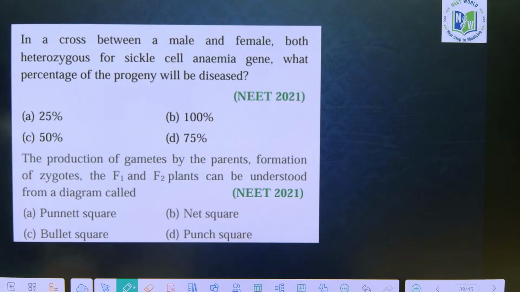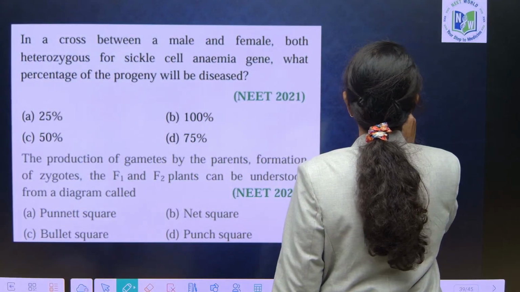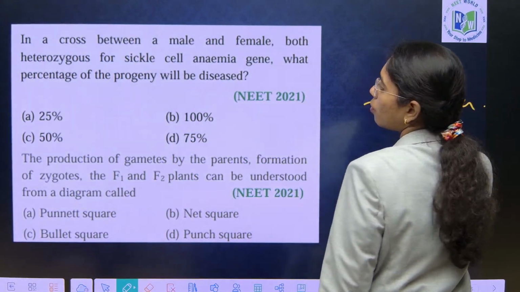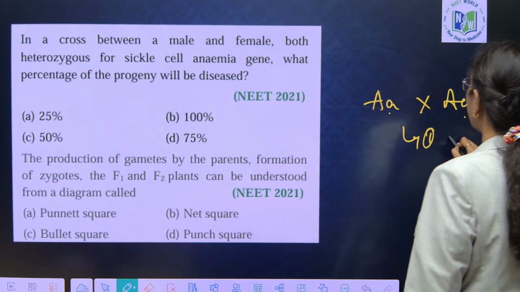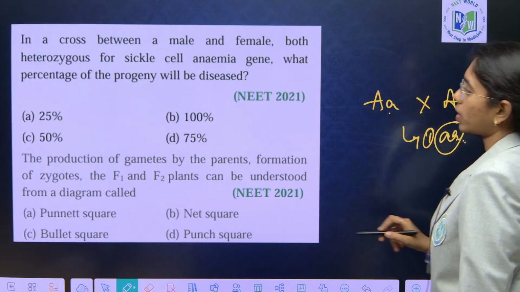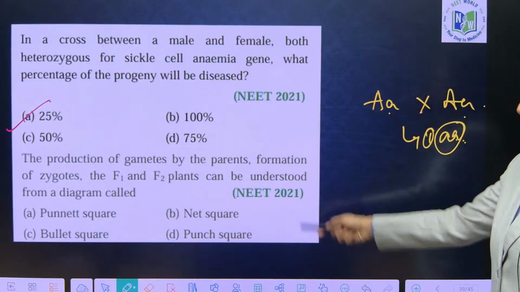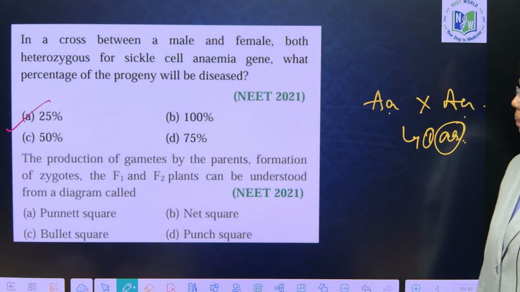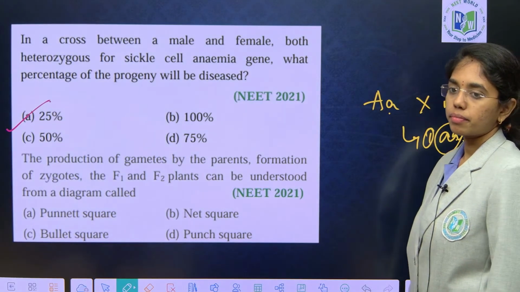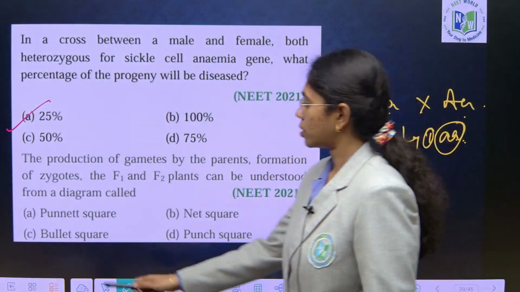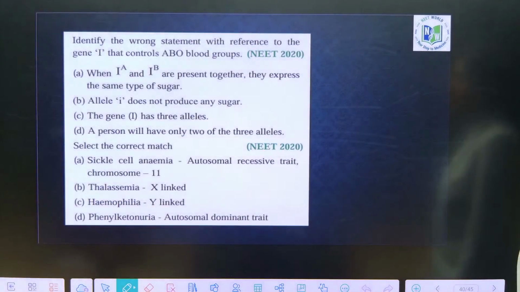Sickle cell anemia is autosomal recessive. He is saying both male and female are heterozygous. Let us suppose this is the condition. What is the percentage of progeny diseased? Both heterozygous means only one will be of this type. No? The probability of effect is 25%. Next question, good. Simple. Next. Don't get excited, questions will not be that simple.